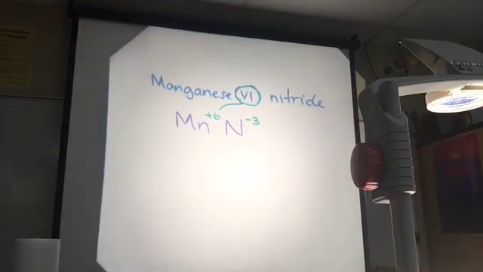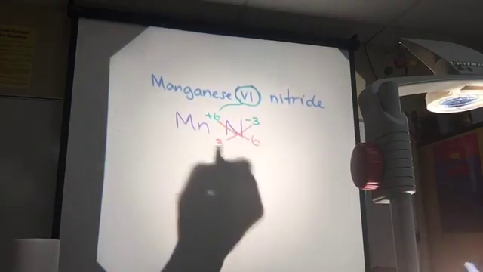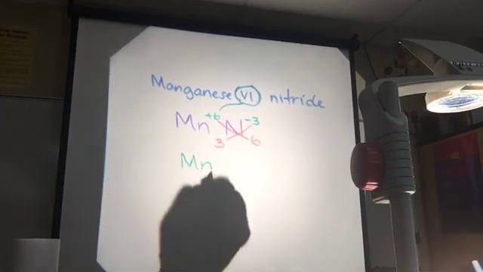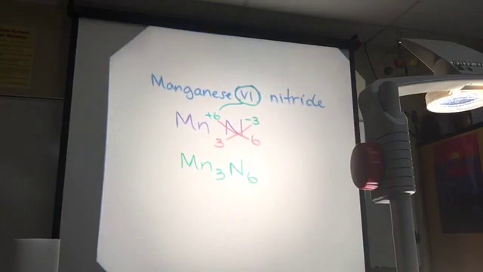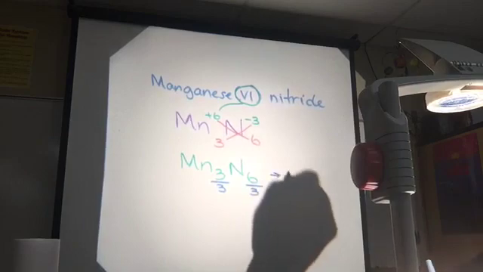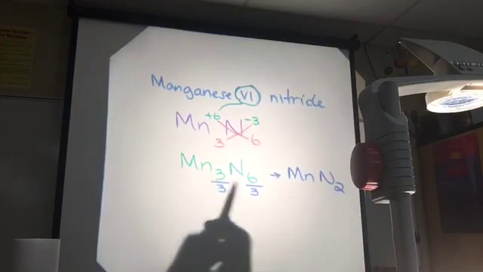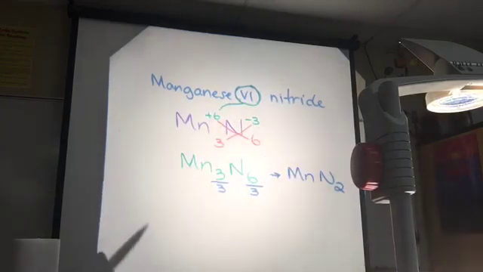Then I do what I told you to do before. You crisscross your charges. That 6 comes down there. That 3 comes over here. And your formula is going to be Mn3N6. Isn't that fun? But what can I do with that formula? Can I reduce it? Yep. I divide both sides by 3, and I get a 1:2 ratio. So I can write MnN2. That's my formula for manganese(VI) nitride. Make sense? I hope so.